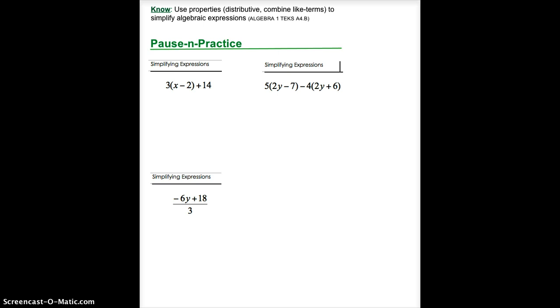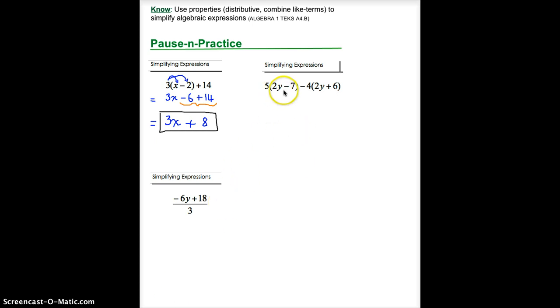Are you ready to check your first answer? So for the first problem, you should have gotten 3x plus 8. So if you can see, 3 times x is 3x, 3 times -2 is -6, plus 14. You can combine -6 and 14 to get +8, so your final answer is 3x plus 8. Now pause the video and try the next problem.